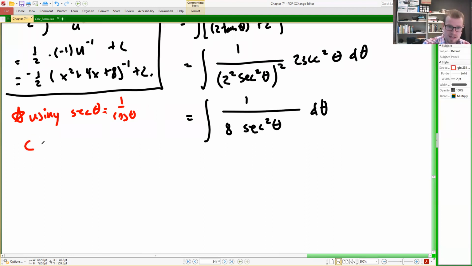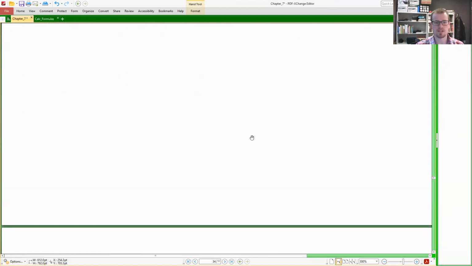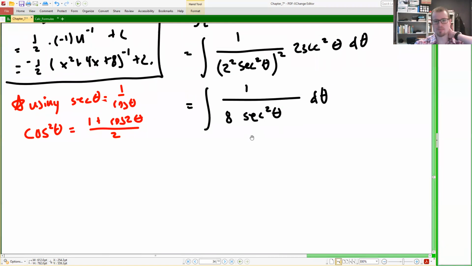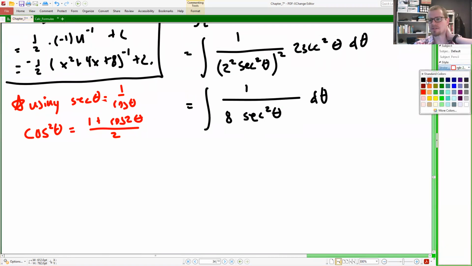But how did we find that? We use the fact that cosine squared theta is equal to (1 plus cosine 2 theta) divided by 2. So we need to use that to evaluate this integral. And are we going to provide all those details? You know what? Maybe we could. Let's go ahead and give it a try.